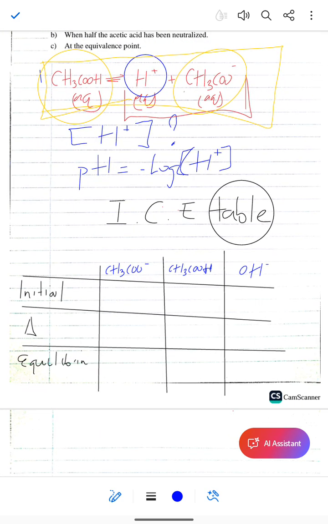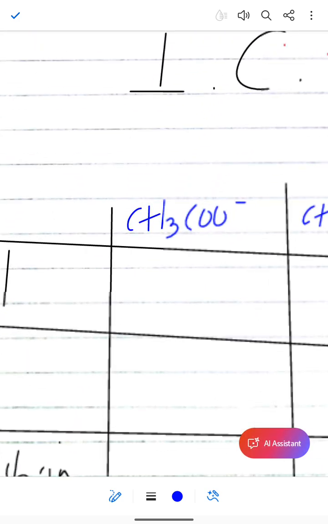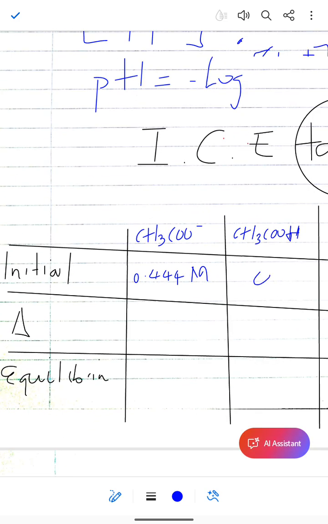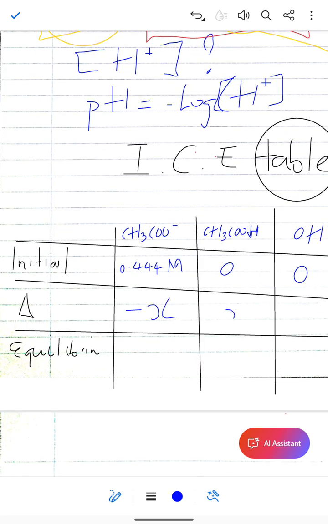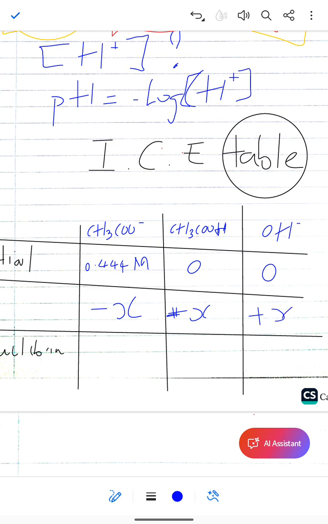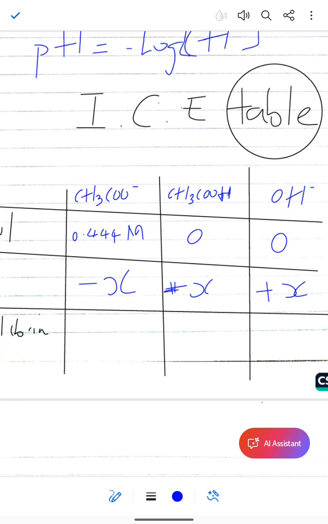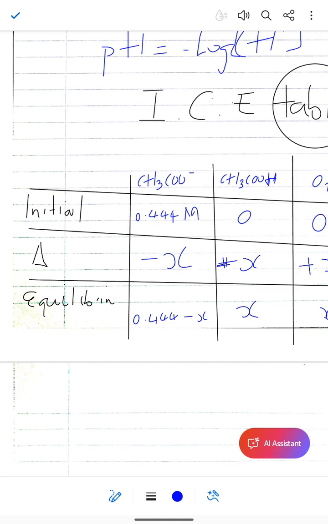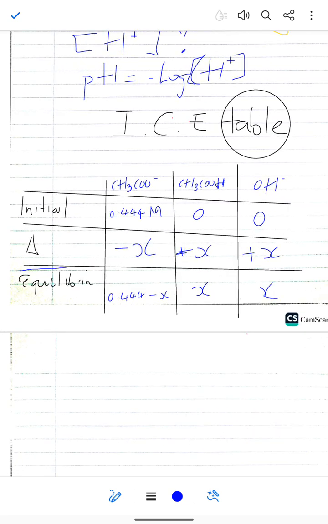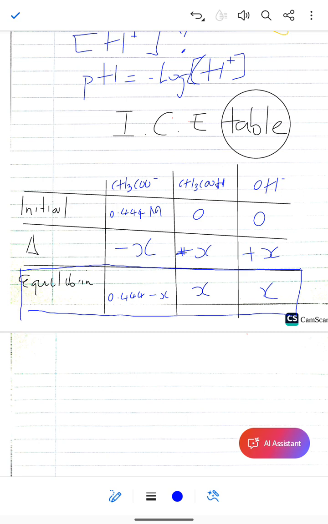Yeah, so that's it. So the initial, we can both agree that we just calculated this to be 0.44, and then we know this will be 0, and this will be 0, then this will be minus x, this will be plus x, this will be plus x also, and then at equilibrium we know this is just x, and then this is 0.44 minus x, right? So now, that means I can use these concentrations at equilibrium to find the concentration of the hydroxide ion, right?